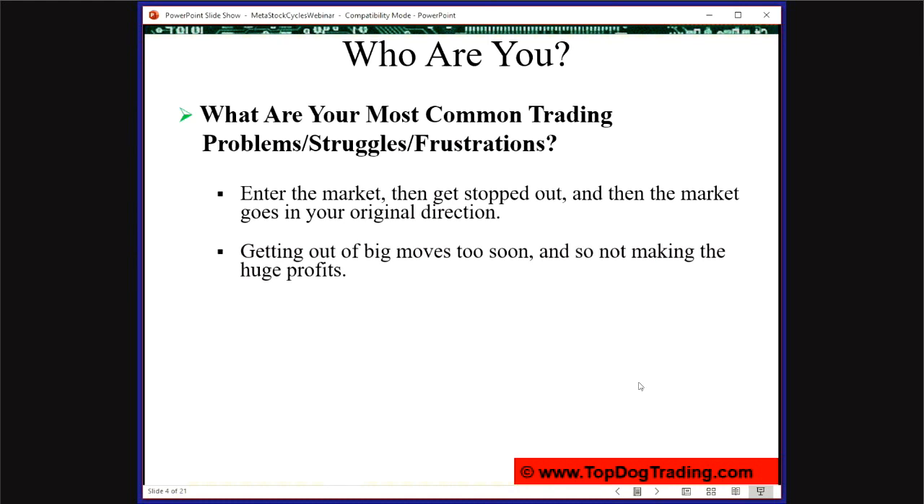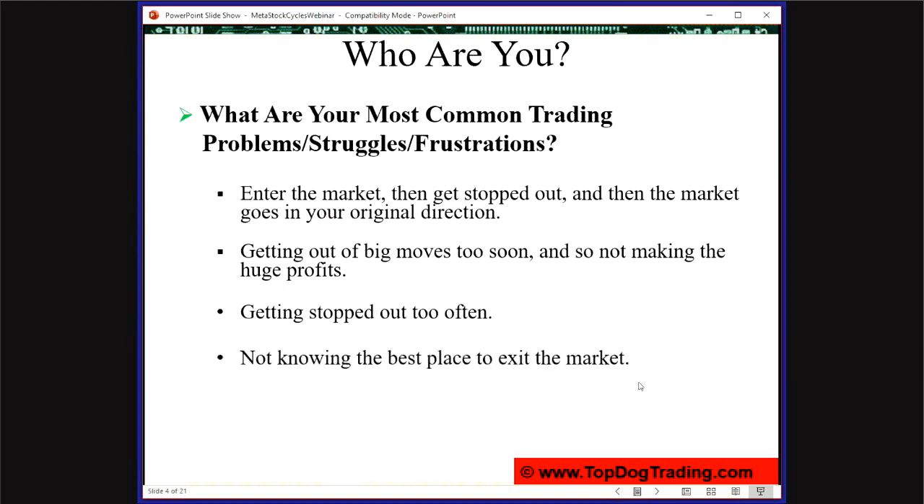Another one is kind of the opposite. Okay, you got in and maybe the market moved, but then you get out too soon. So you made some money, got some green, seeing your P&L go up, but then you get out for various reasons. And then you see as soon as you get out, the market keeps going in your direction. And that gets frustrating because it's like, man, I could have made all this other money that I left on the table. How do I do that? So that's, again, a timing issue: when to get in, when to get out.